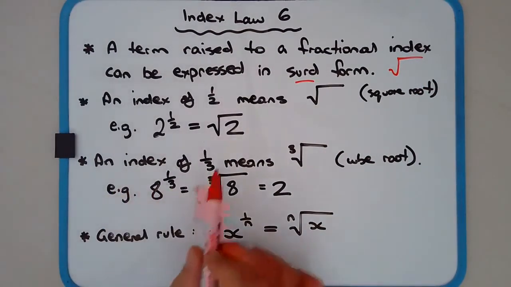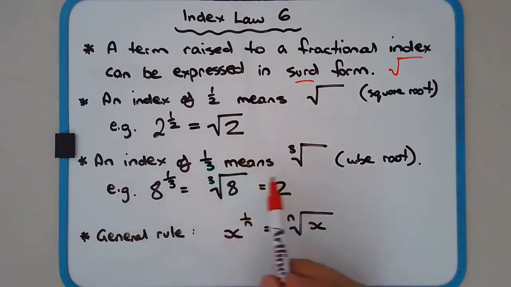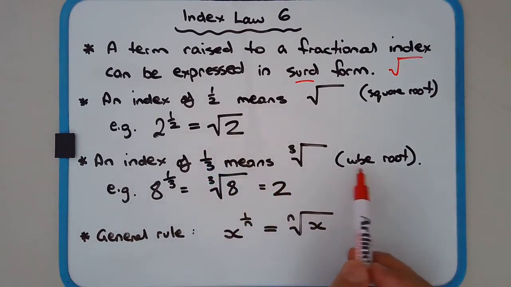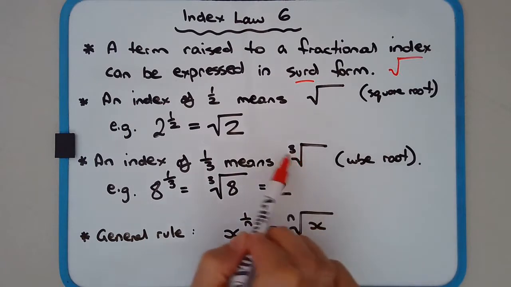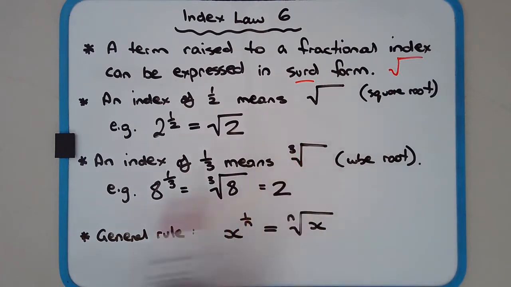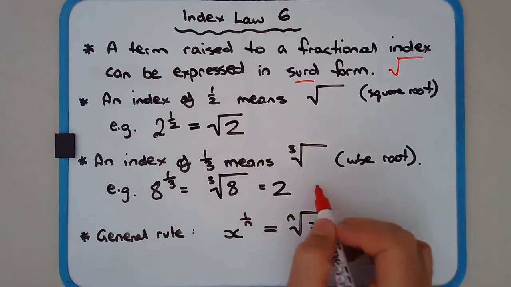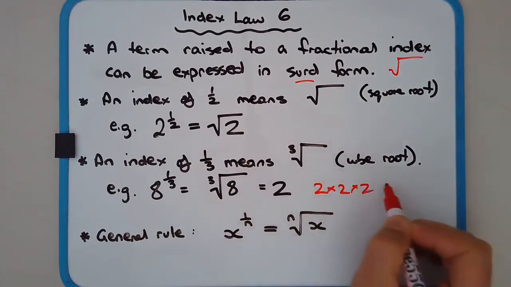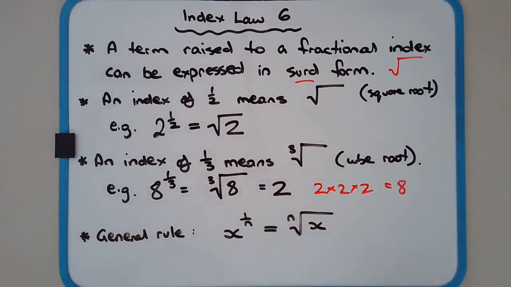An index of 1 on 3, or an index of a third, means the cube root. So it's just got a 3 there, in front of the surd. As an example, 8 to the power of 1/3 is really the cube root of 8, which is in fact 2, since 2 times 2 times 2 gives you 8. But not all answers end up nicely. You could end up with a horrible looking decimal that goes on forever with no known pattern.